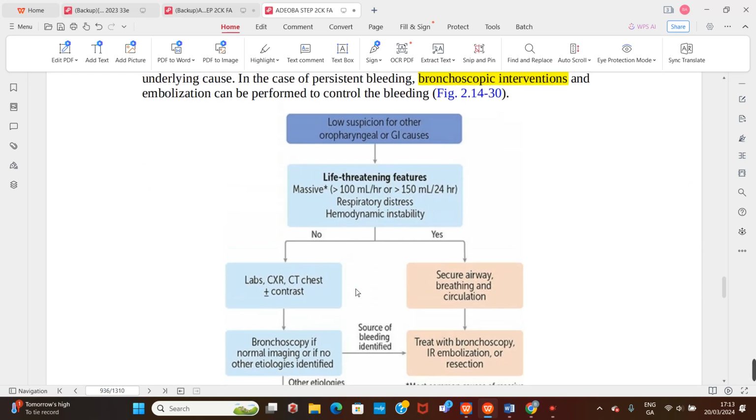So you are rushing an individual who is having hemoptysis, bleeding from the lower airway, and you have a low suspicion for oropharyngeal disease. You have checked the mouth and know there is nothing in the mouth, and you have a low suspicion for GI issues. You are able to establish that the person has life-threatening parameters: massive bleeding, more than 100 ml per hour, respiratory distress, hemodynamic instability. You want to proceed in your algorithm. Okay, the next thing is the ABCD protocol.